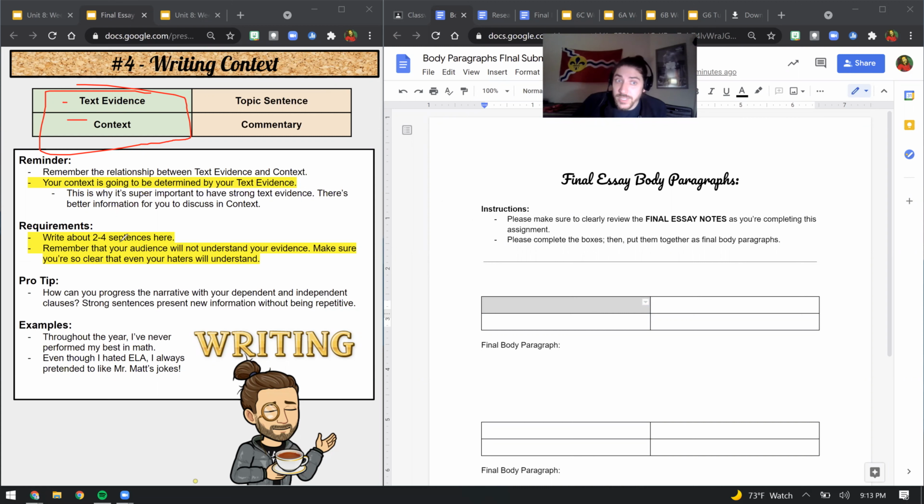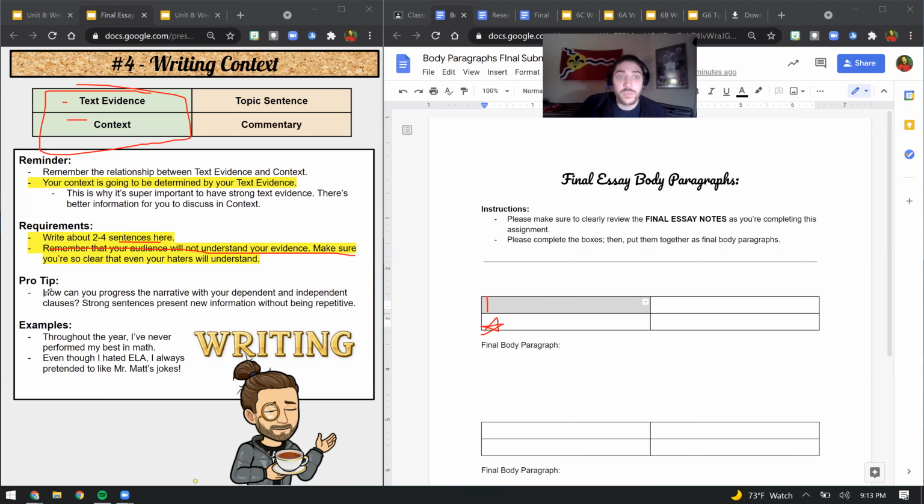Make sure to write 2 to 3 sentences. Remember that your audience will not understand your evidence. You need to explain it. You can't just say, I was tired. You got to say, what happened before? What was the reason you didn't sleep? All this. So when you're doing your research, your evidence should be about 1 sentence. And here in context, you can explain yourself a little better.